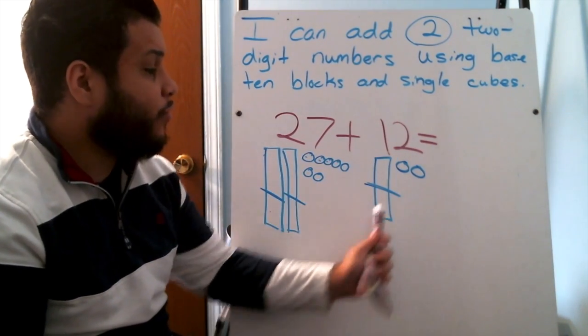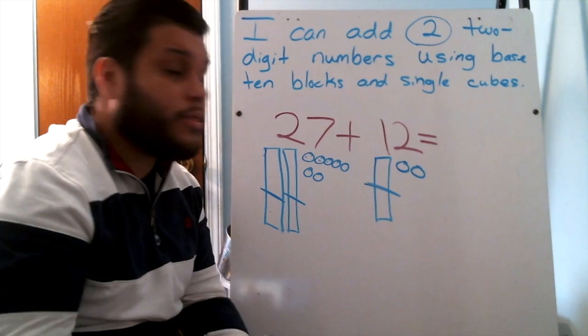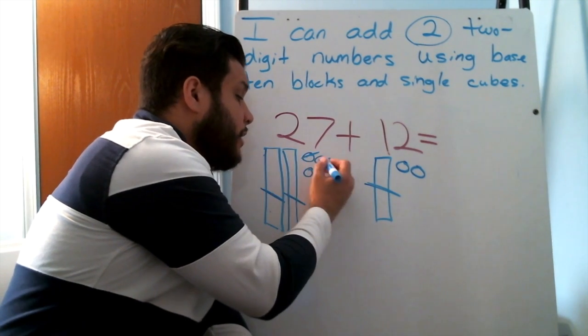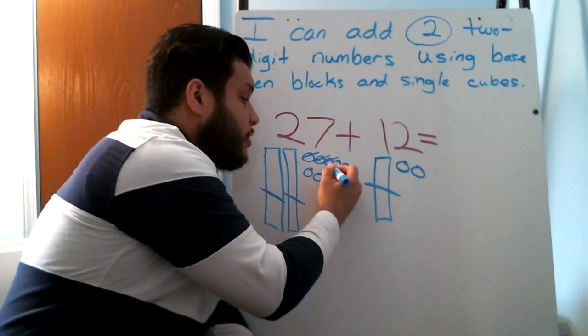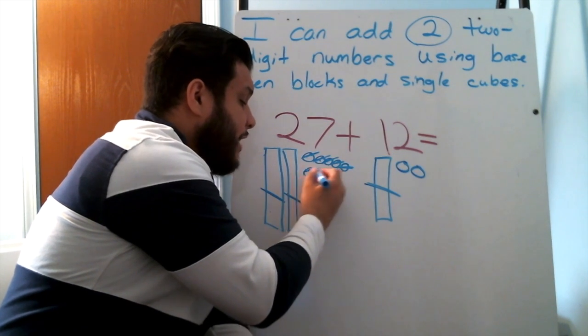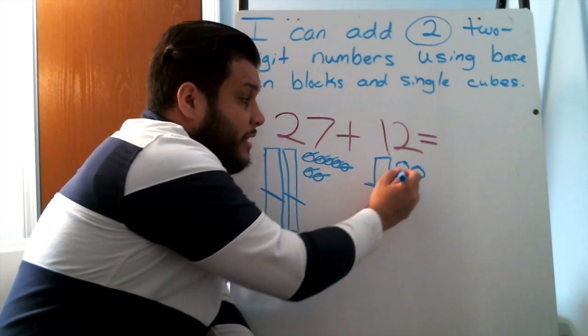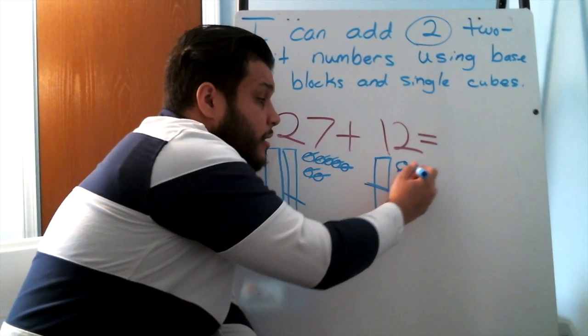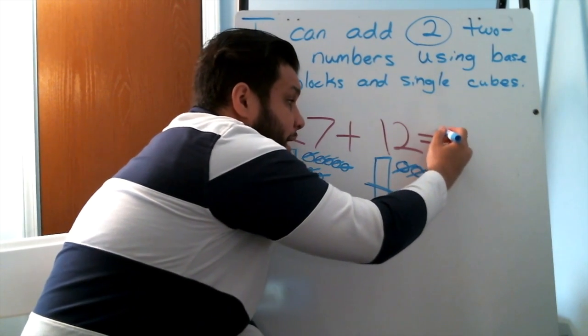but I only have ones left. So I'm starting at the number 30. Let's count. Ready? 31, 32, 33, 34, 35, 36, 37. I still have some ones over here. 38, 39.